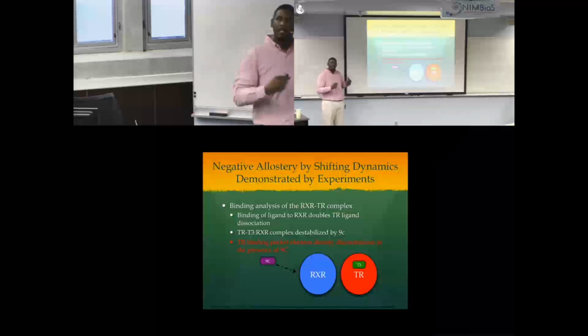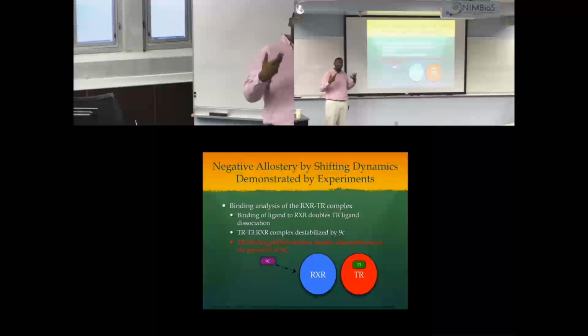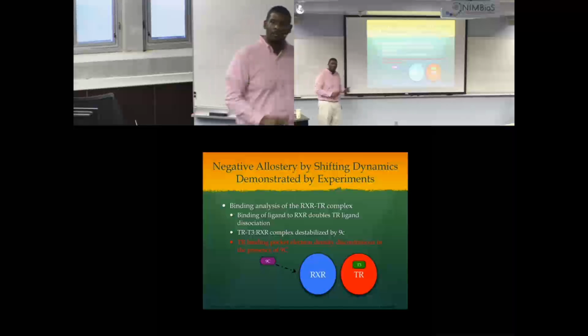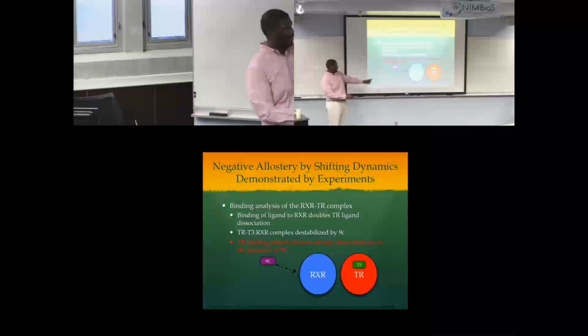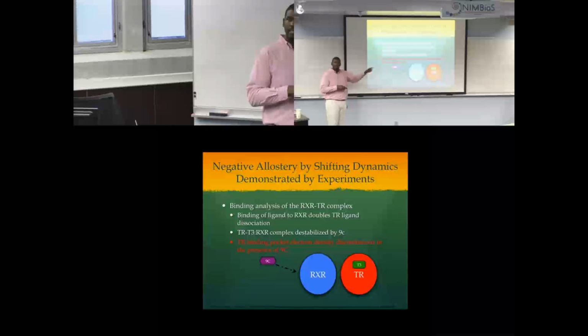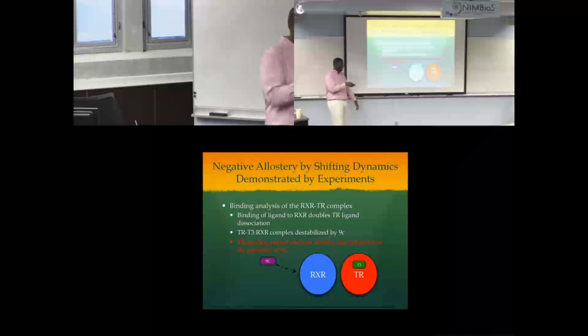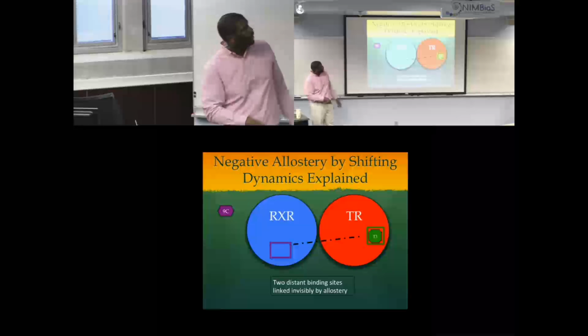The binding pocket is starting to move faster. The dynamics are increasing. The fluctuations are increasing. So I can't resolve that picture at the binding site. And that's happening as a result of RXR binding its ligand. But those binding sites are not close together. That's why it's allosteric.